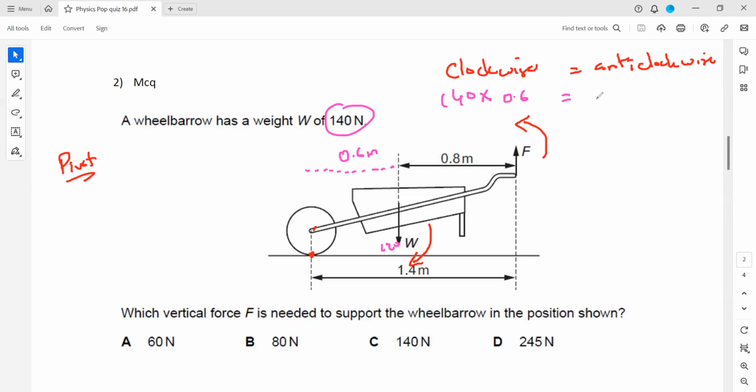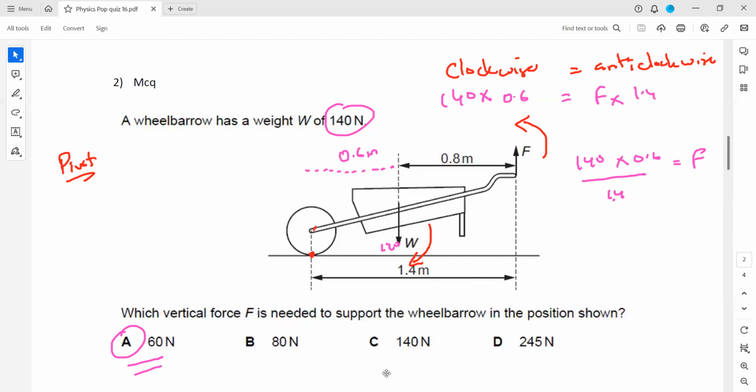The anti-clockwise moment is caused by the force F, and the distance from the pivot is how much? The total is 1.4, so we write 1.4. Now we simplify: 140 times 0.6 divided by 1.4. When you simplify, you will get 60. So A will be the right answer.